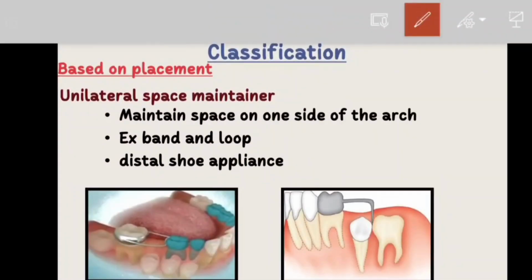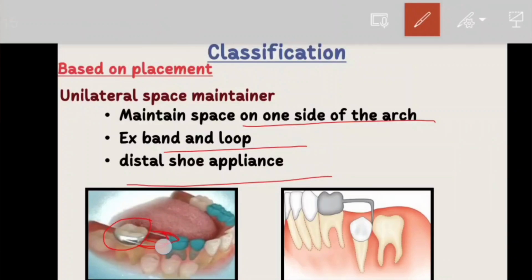Now we see the classification. First, based on the placement, the first is the unilateral space maintainer. It maintains the space on one side of the arch, used only on one side of the arch. Examples are band and loop and distal shoe appliance. The band is placed on the adjacent tooth and the loop maintains the empty space. A very common appliance in pediatric dentistry.